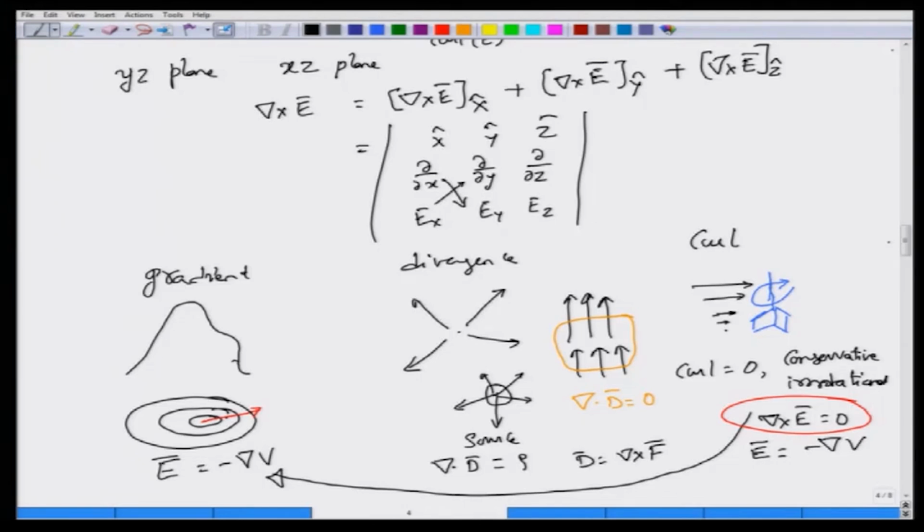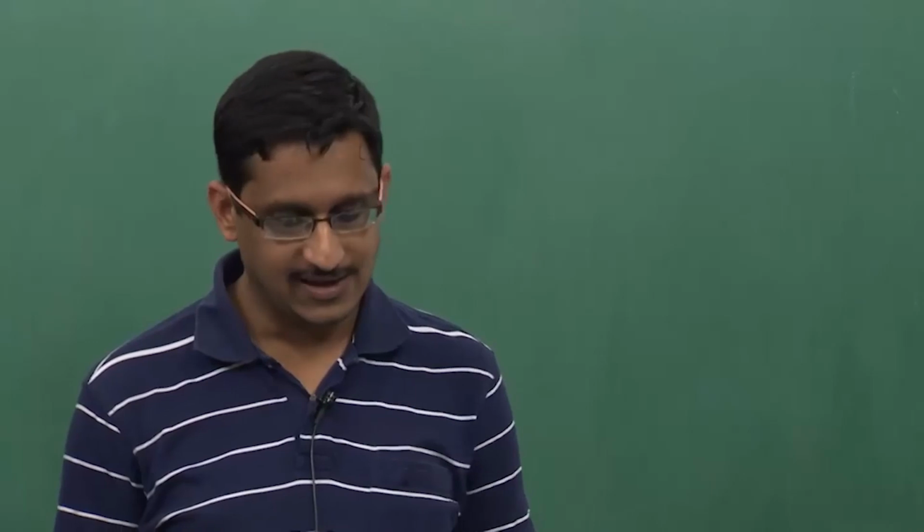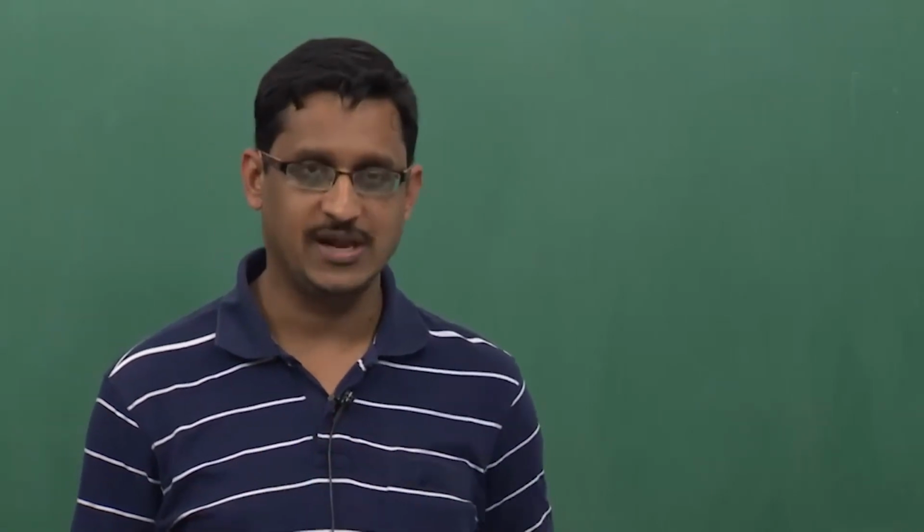And if the curl of a vector quantity is equal to 0, then we call that field conservative or irrotational. It is not rotating, and in that case and only in that case can I write down the electric field, or any vector quantity that I am considering, as the gradient of a scalar quantity. Remember, V is scalar. So, only when del cross E is equal to 0 does it allow me to write down the electric field as the gradient of potential.